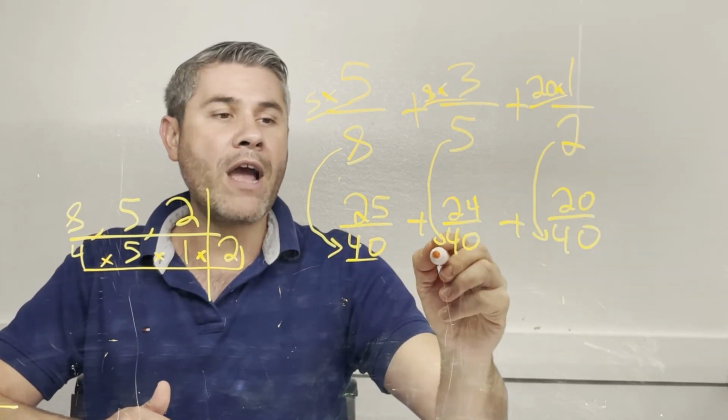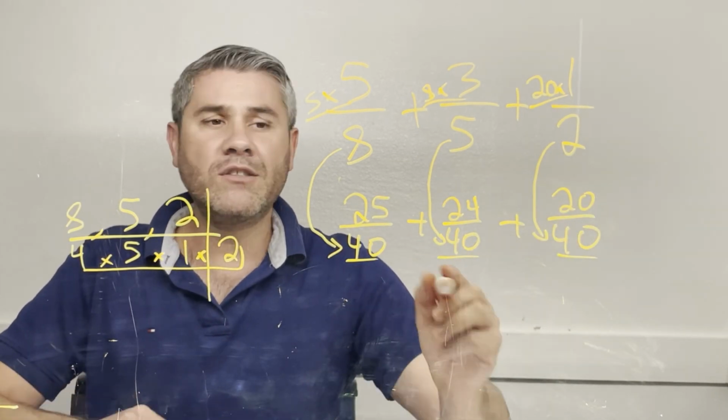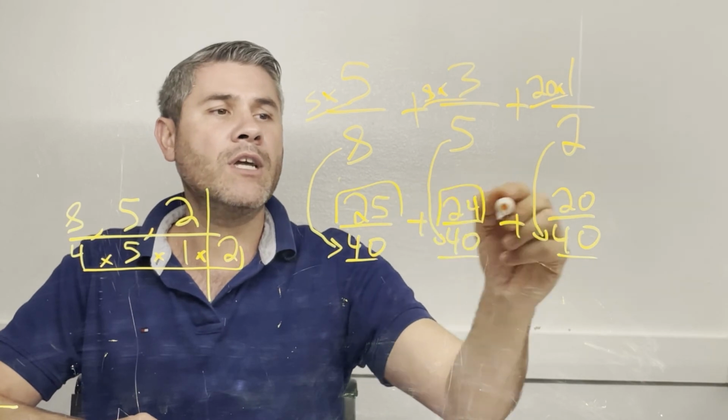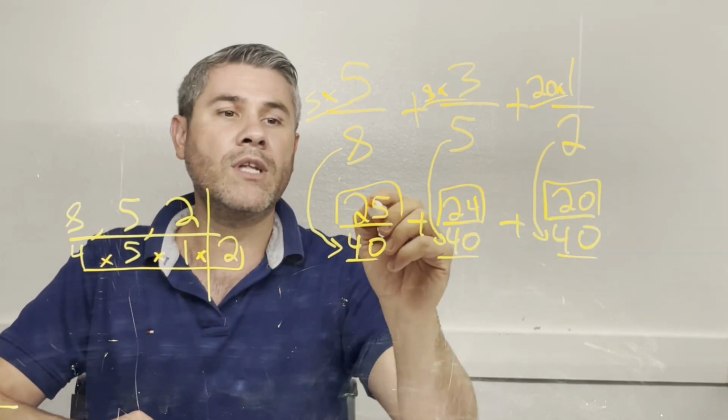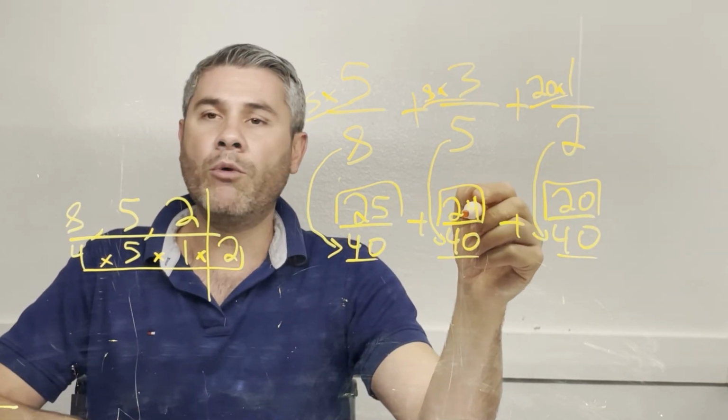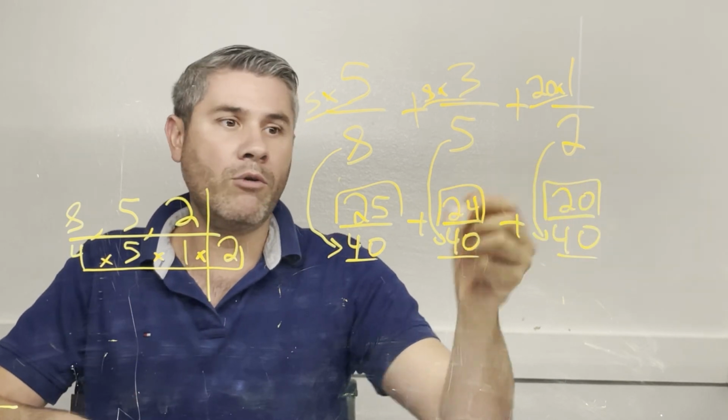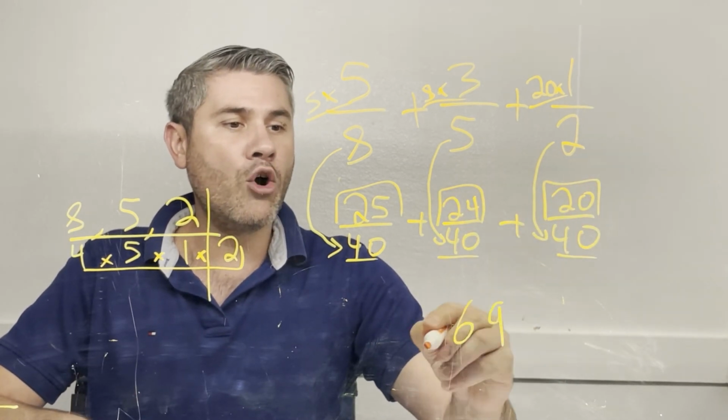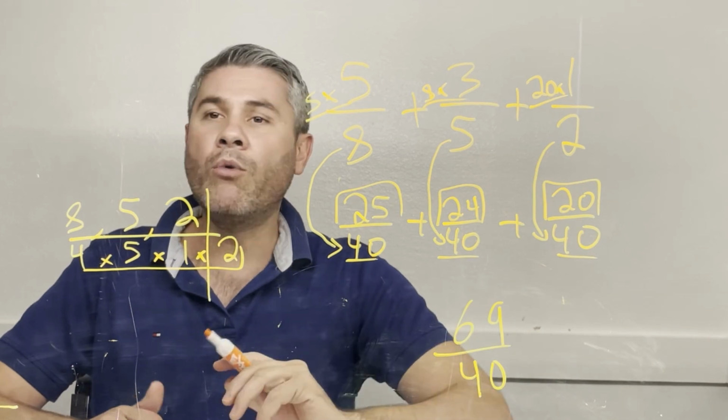Now, all of your fractions have the same denominator. It's just a matter of adding our numerators to get a final result. So what's 25 plus 24? That would be 49 plus 20. That would be 69 over 40. So that would give us the answer.